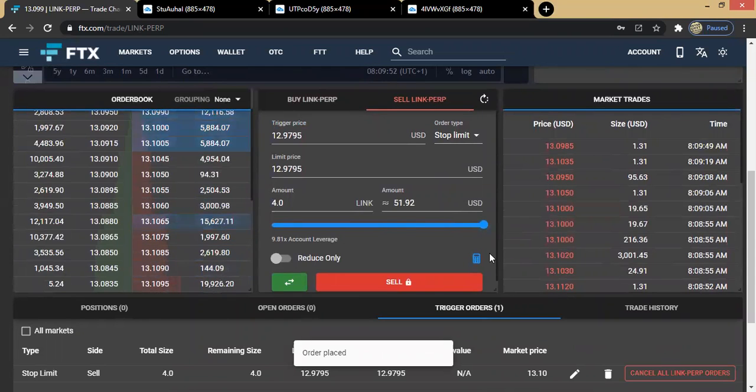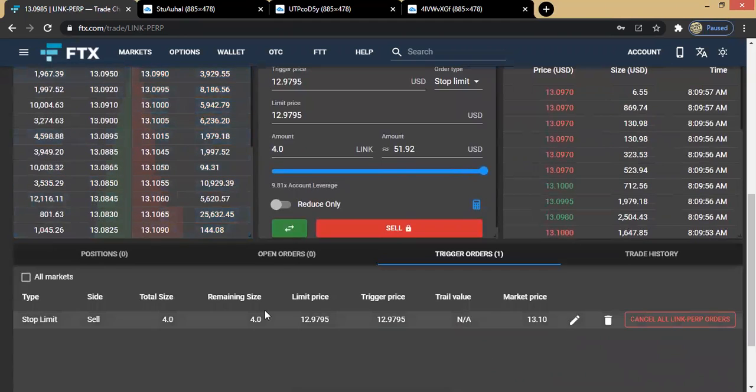Okay, order has been placed. Okay, so see trigger orders here. This is it. Okay, see trigger order. So this is just how to do that.